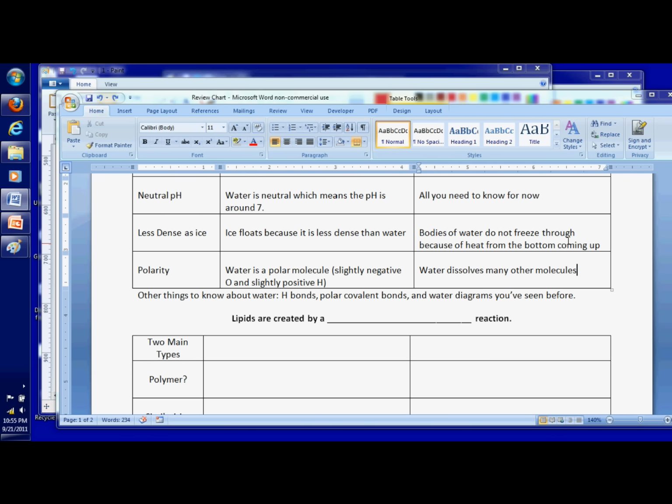And the importance of polarity, among other things, besides that it gives all these properties existence, is that it can dissolve many other molecules. Its polarity makes it a good solvent. Other things to know about water, don't forget the hydrogen bonds that you saw in the diagrams that we've done, and the polar covalent bonds. These polar covalent bonds are within the water molecule, holding those two hydrogens to an oxygen. Hydrogen bonds are between water molecules, one water to another. So make sure you look over those diagrams that you have seen a couple times already.